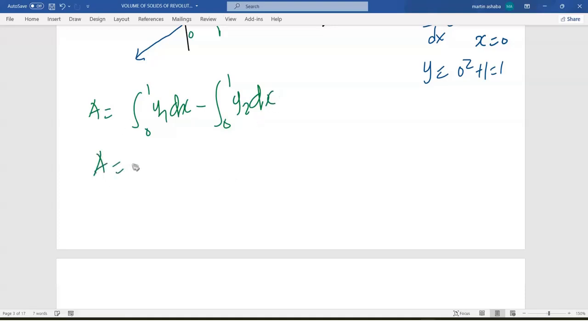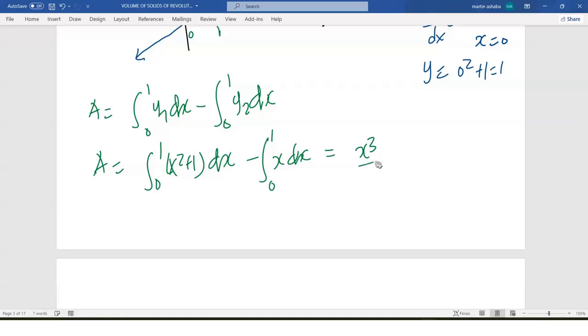So this area will equal the integral from 0 to 1 of x squared plus 1 with respect to x minus x with respect to x. And what is this? This is x cubed divided by 3 plus x, minus x squared divided by 2. Since the limits are the same, I can just evaluate everything there and then.